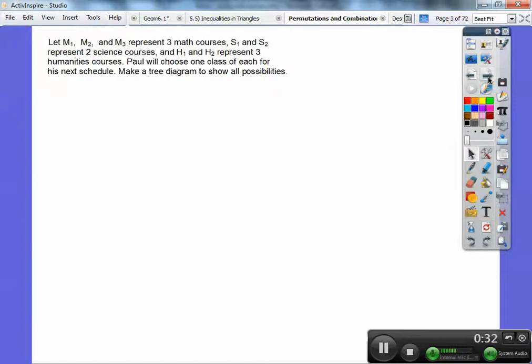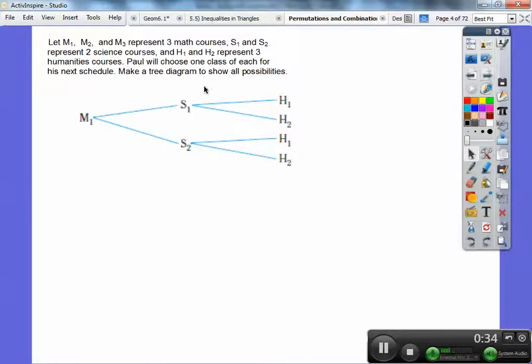Okay, so what I'm going to do here is, this is one math class. Remember, he has 3 math classes. Of the one math class, he can have one science class or science class 2, and he can go math class 1, science class 1, humanities 1, humanities 2, or math class 1, science 2, humanities 1, humanities 2. So it gives me these 4 different outcomes right here. Like this one says math 1, science 1, or science 2, humanities 1, and so on. So there's 4 of them.